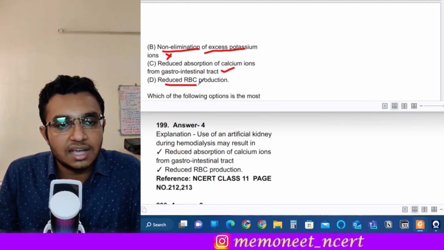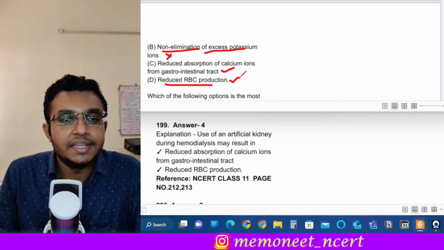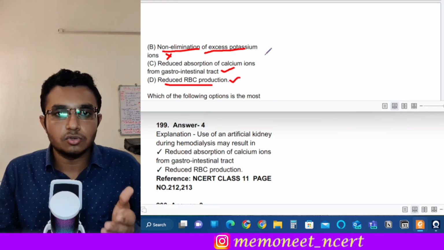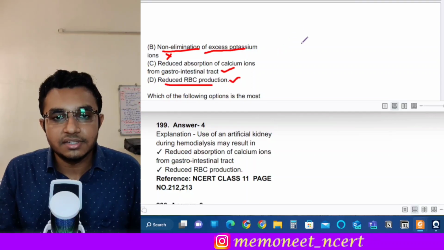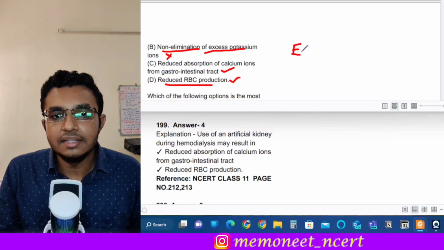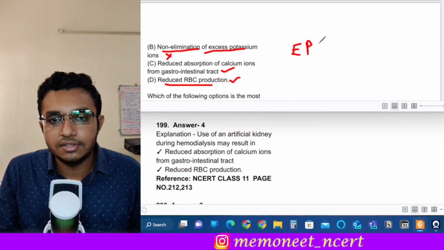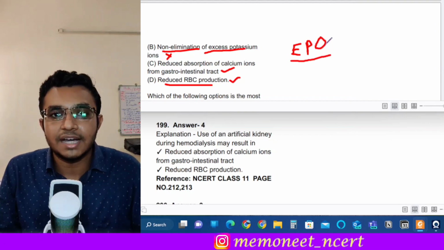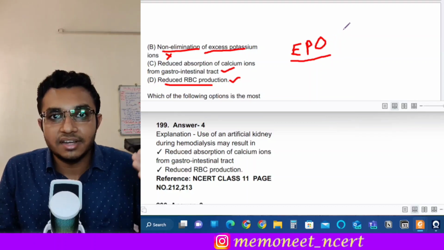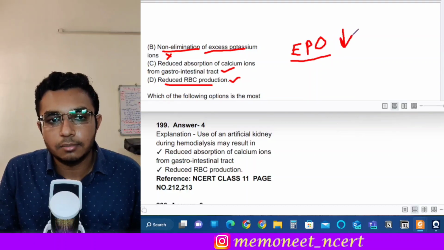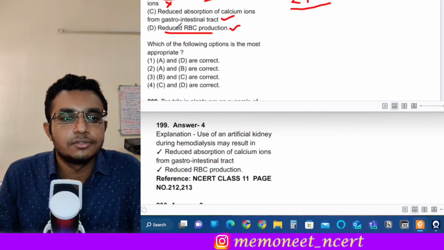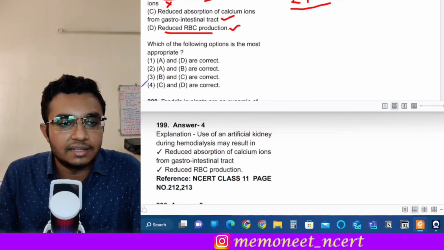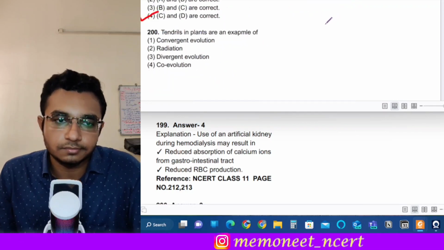And reduced RBC production. Now see, hemodialysis is used in persons who have kidney failure. And when there is kidney failure, there is reduced erythropoietin. The kidney is responsible for production of erythropoietin, and this erythropoietin is responsible for synthesis of RBCs. Now, when there is kidney failure, there will be a decrease in erythropoietin. Therefore, there will be reduced RBC production. So I hope you understood this statement, and the answer over here will be option 4.